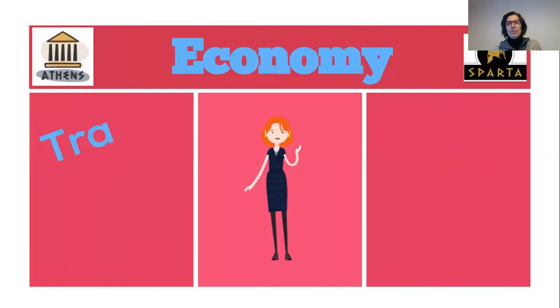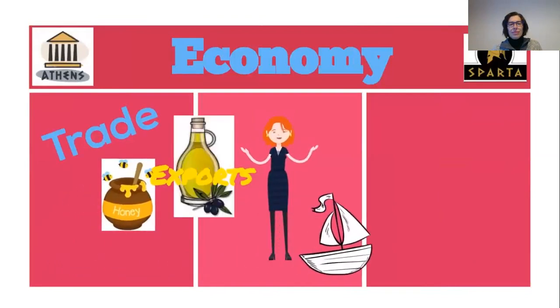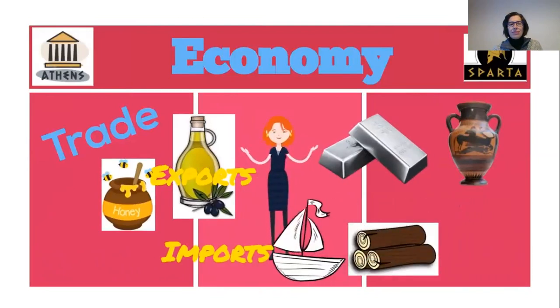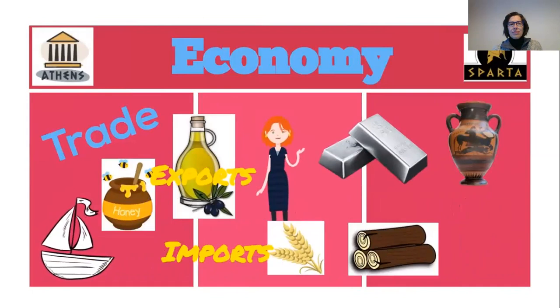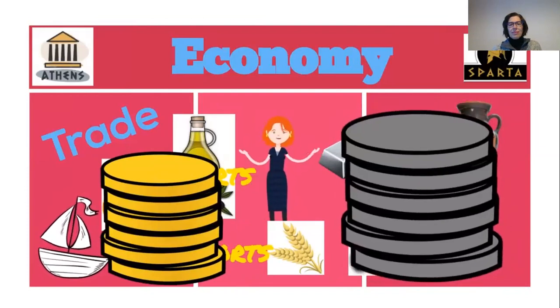The Athenian economy was based on trade. Athens exported honey, olive oil, silver, and pottery, for wood from Italy and grain from Egypt. You could find anything you needed at the agora or marketplace in Athens. People used gold, silver, and bronze coins to make trade easier.